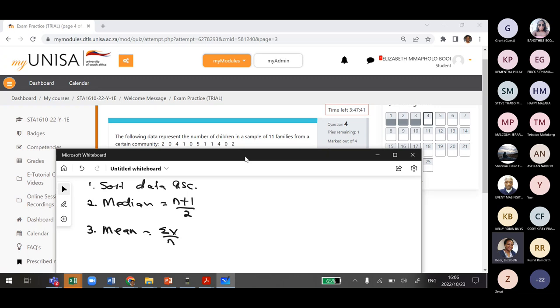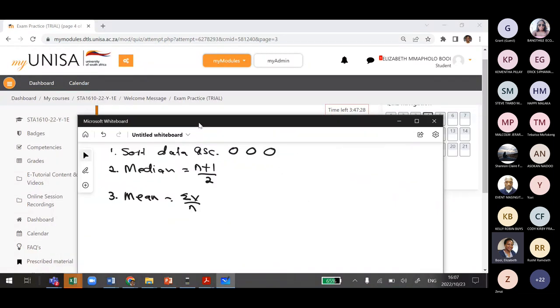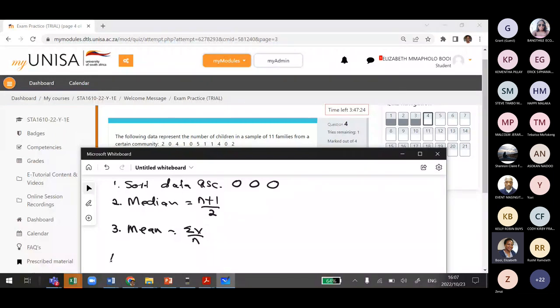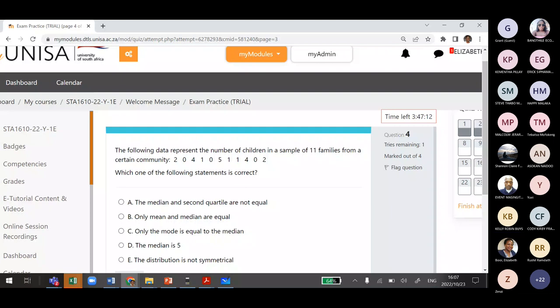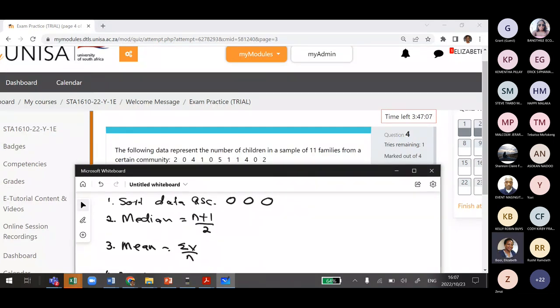Let's do that together. Let's sort the data. You have three zeros, three ones, two twos, two fours and a five. Did we have the mode somewhere? Oh yes, we did have the mode as well. So, number four, we'll also need to identify which value is the mode. How many zeros do we have? Three zeros, three ones, two twos, two fours and a five. So there should be 11: 1, 2, 3, 4, 5, 6, 7, 8, 9, 10, 11.